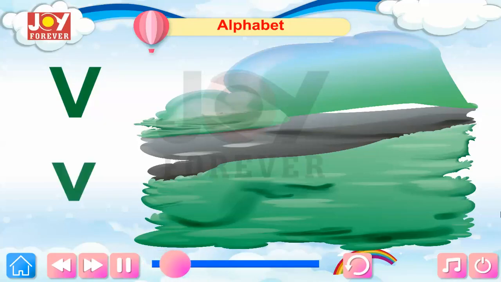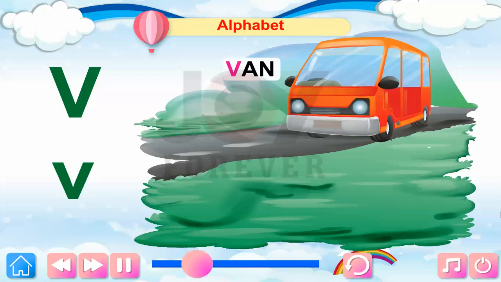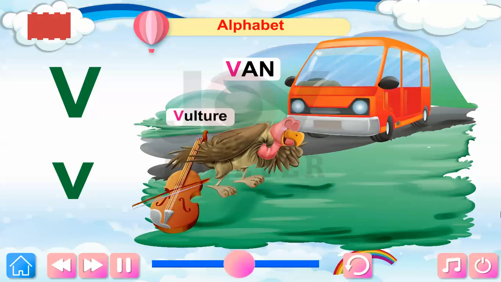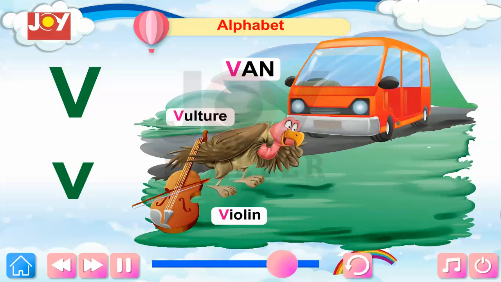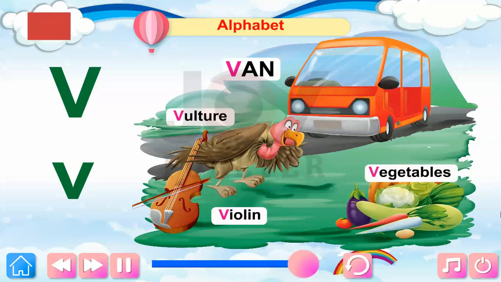Capital V, small v. V for van. V for vulture. V for violin. V for vegetables.